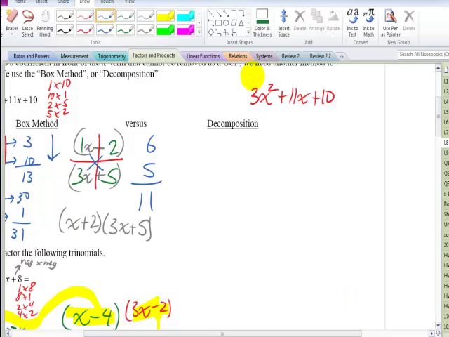So first of all, because there's a number in front, we have to find our super product. See how the P is bigger? So the product now is 3 times positive 10. The super product is plus 30. The sum, though, still equals 11. So what numbers multiply to 30 but add to 11? Well, 30 is 1 and 30, 2 and 15, 3 and 10, 5 and 6. Which ones go to 11? 5 and 6. So 3x squared plus 5x plus 6x.